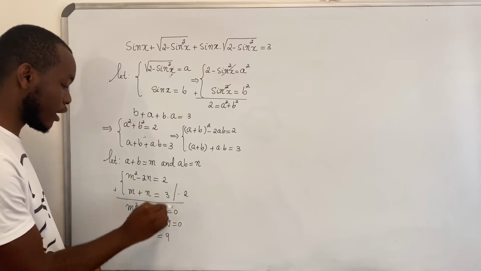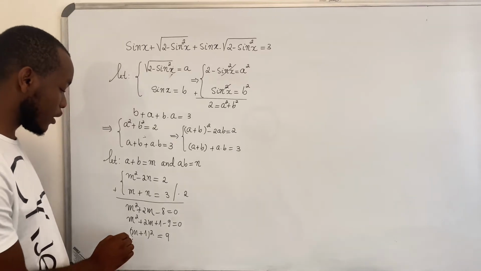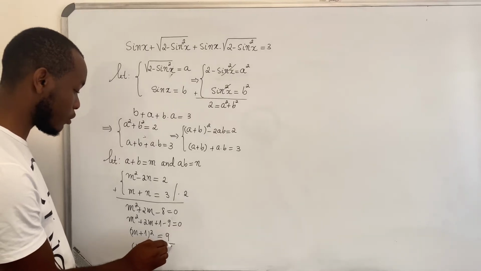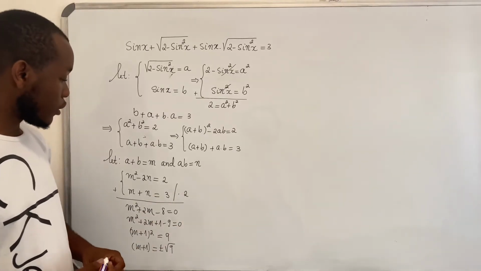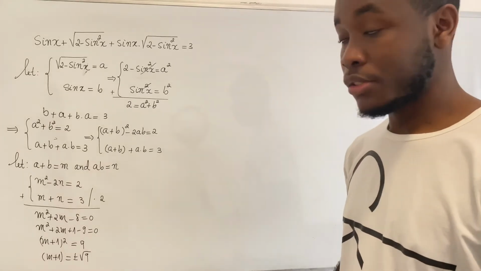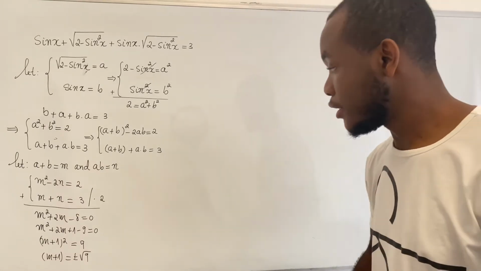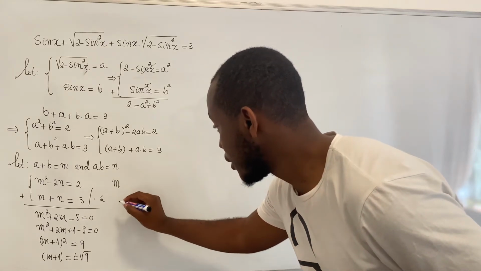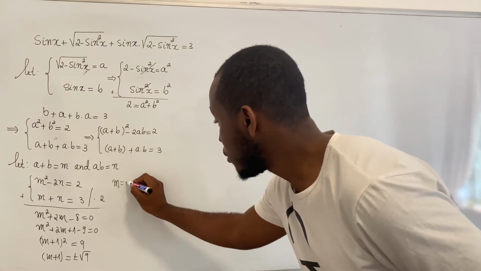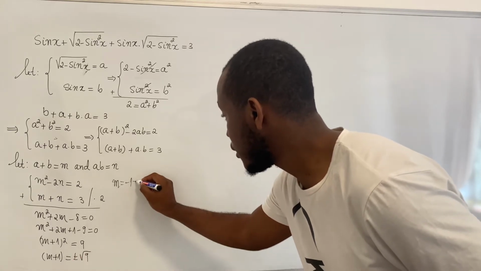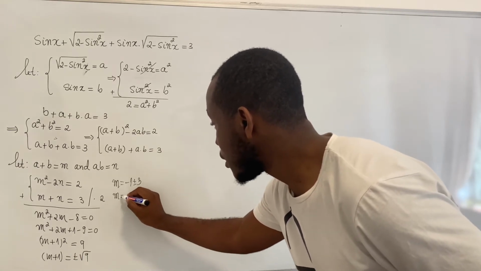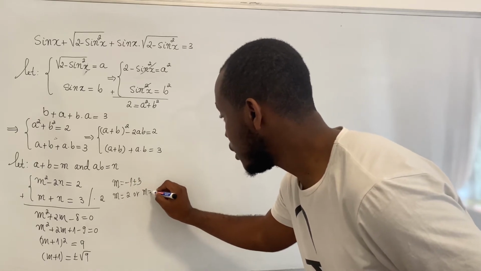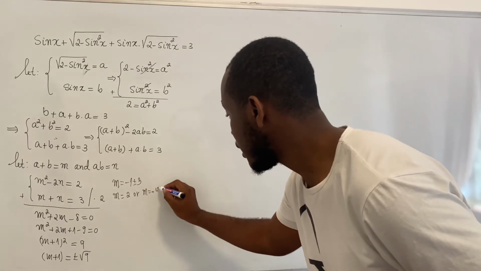Negative 1 comes to this side as a positive. So m plus 1 is going to be equal to plus or minus the square root of 9. Okay, so let's carry on solving. So what we realize in this case is that m is going to be equal to minus 1, plus or minus 3. So m is going to be equal to minus 1 plus 3, which is 2, or m is going to be equal to minus 1 minus 3, which is minus 4.